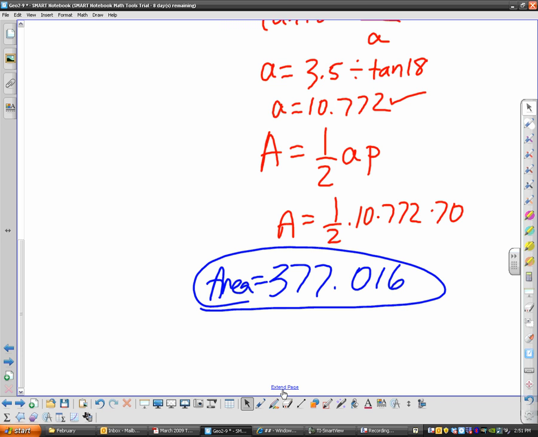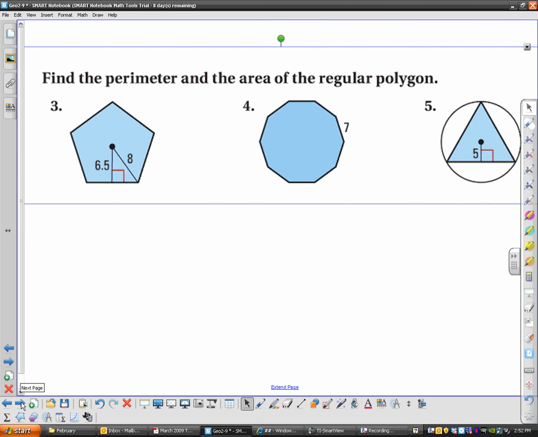Okay, now let's look at number 5. Area of the regular polygon. So in this case, the regular polygon is this equilateral triangle. Now, we can still use area of a regular polygon formula, 1/2 apothem times perimeter if we want to. We have the apothem is 5. Now we need the perimeter.